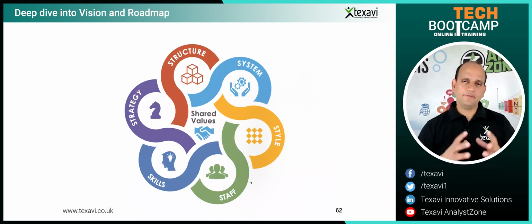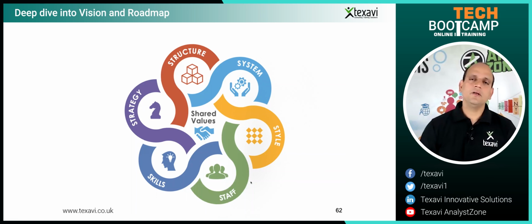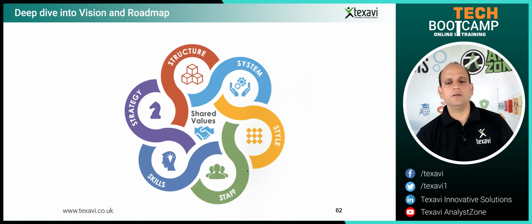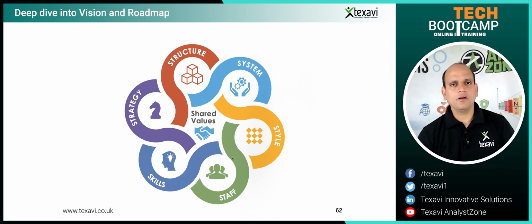The staff, the team skills that are required to bring us up to speed. So the kind of skills that you need, the kind of people that you need to get into the team. So this is what is called the 7S model of McKinsey.